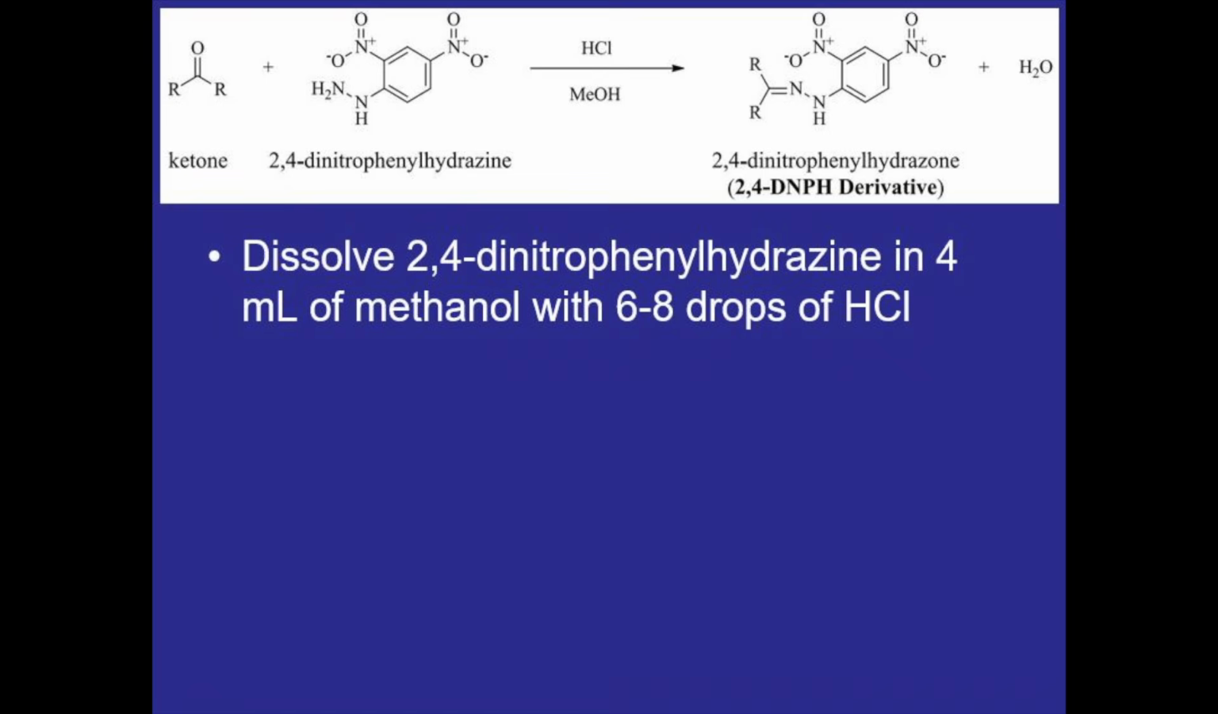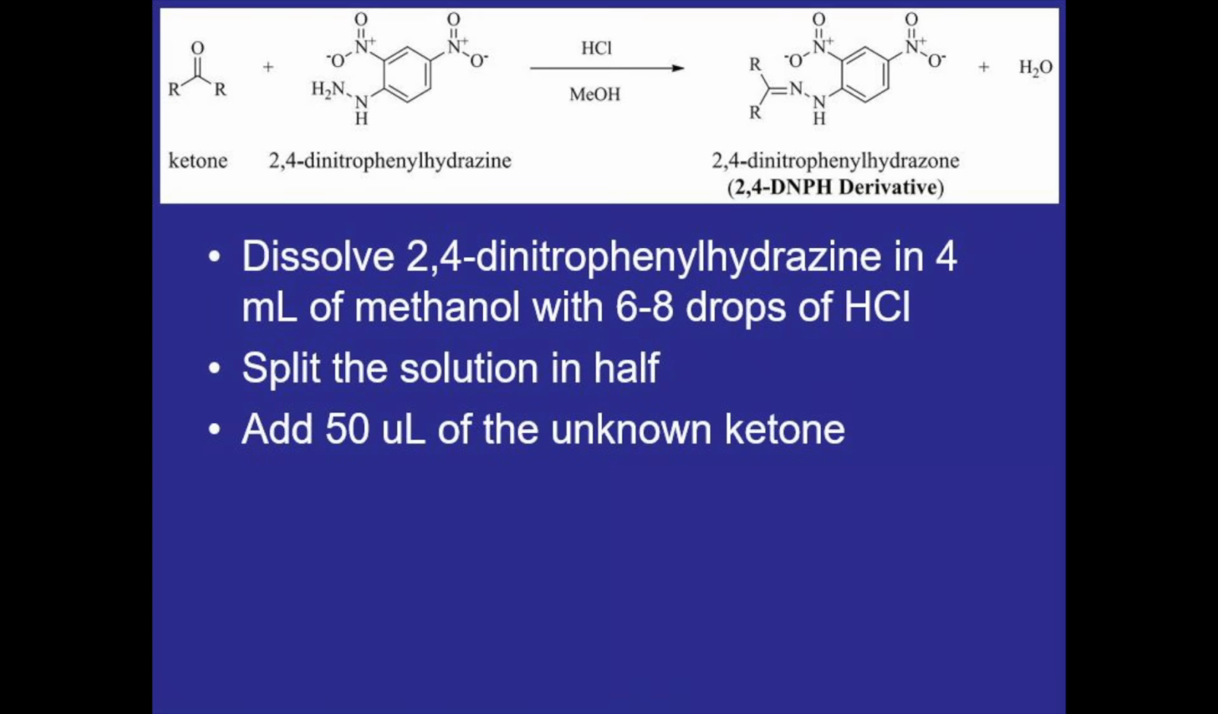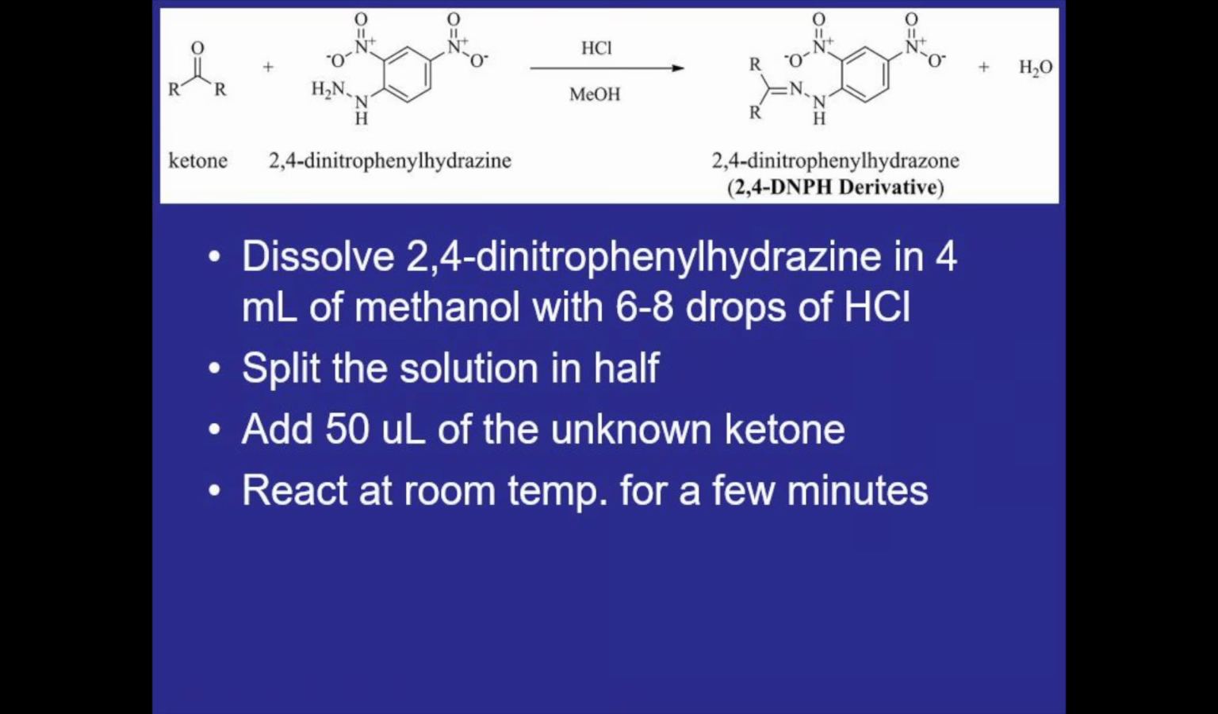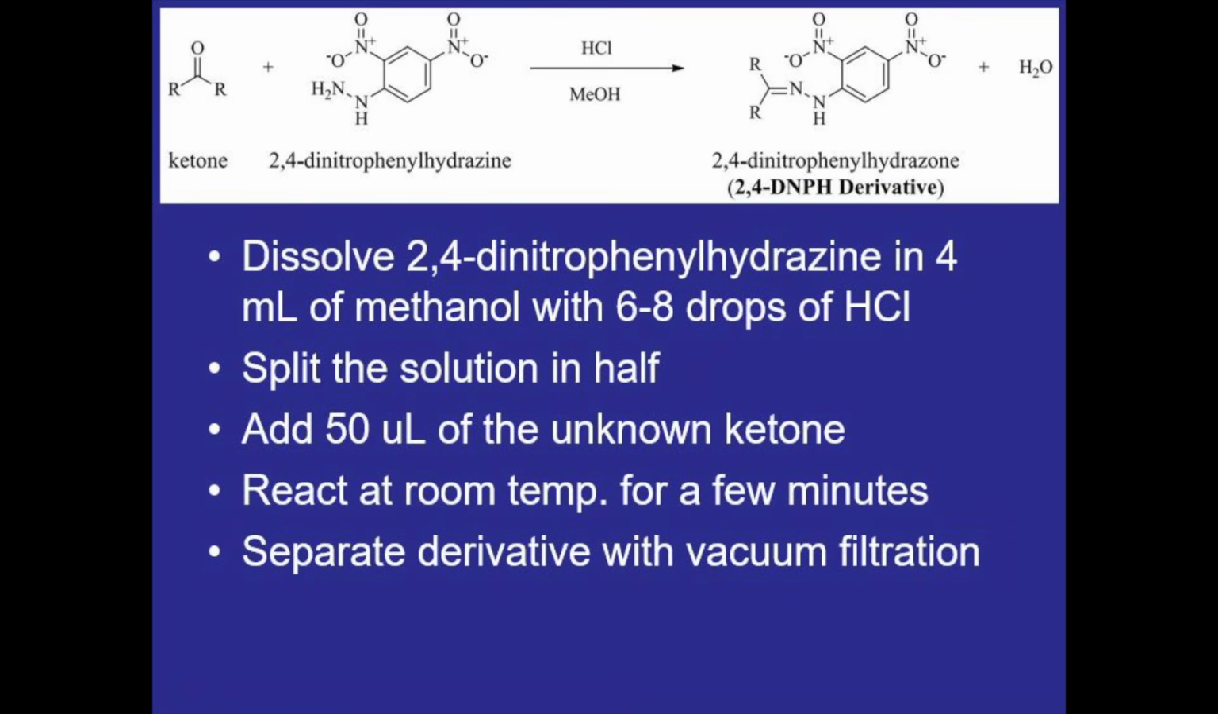To do this reaction, we'll dissolve the 2,4-dinitrophenylhydrazine in 4 milliliters of methanol and add 6 to 8 drops of hydrochloric acid. If it doesn't dissolve, then we can gently heat it up and add some more HCl. Once it's completely dissolved, we'll split the solution in half into a separate conical vial and save half of it for later. We'll come back to that. But we can add 50 microliters of our unknown ketone and let it react at room temperature for a few minutes. Once that's done, we can separate the derivative formed using vacuum filtration and acquire the melting point range.